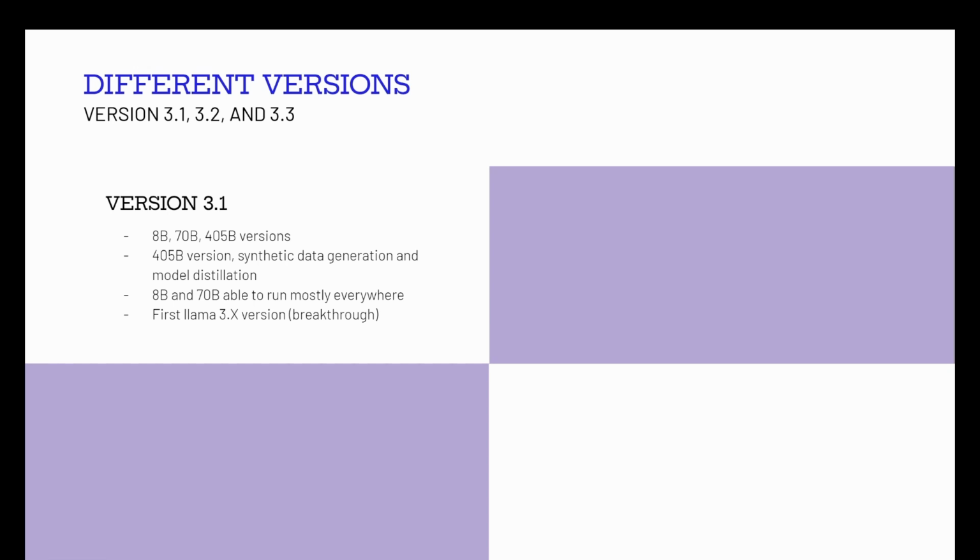This is also the first Llama 3 point release that Meta released, so it's kind of like a breakthrough for the company. Then version 3.2, they released this, I think, a couple months later, maybe somewhere around September, October.